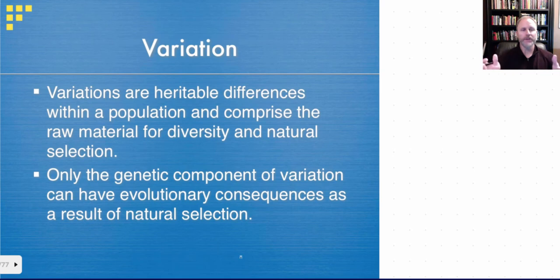Okay, so variation, of course, these are the heritable differences within the populations. These are the things that comprise the raw material, really, that natural selection is going to act upon, because that variation is sometimes good for the environment, sometimes bad for the environment, and that which is good gets weeded out from that which is bad, and so forth. And it's only the genetic component of this variation that has any evolutionary consequence at all. Okay, so it has to be some sort of a heritable characteristic, an allele, something on the genes that can get passed from one generation to the other to have any meaningful impact on the evolution of the organisms.